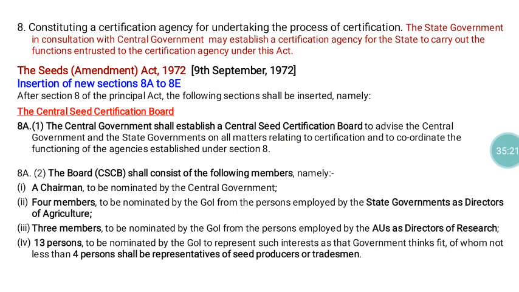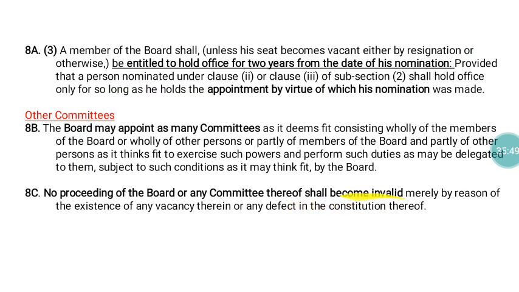Once again I want to recollect all this information. Section 8 is related to the creation of the state seed certification agency in consultation with the central government. After amendment, five things were included, and all those things were already discussed. So section 8 mainly deals with things related to the creation of seed certification agencies.